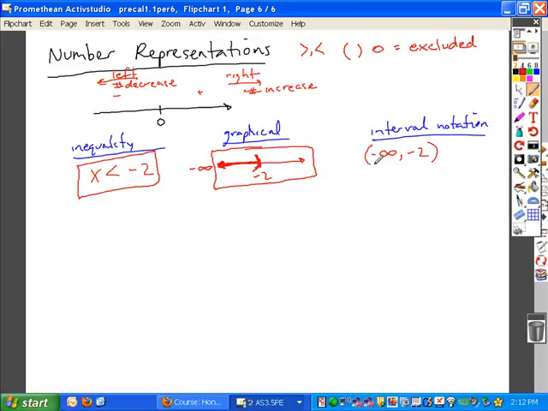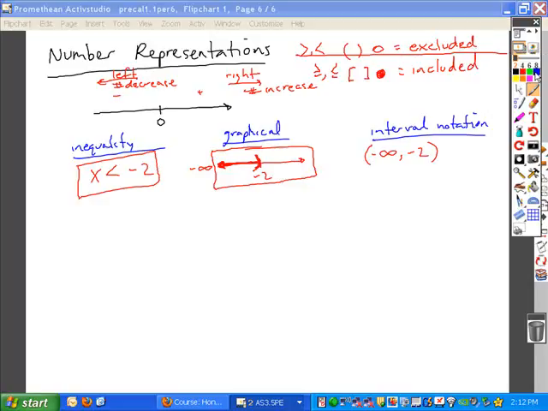Parentheses as well. Okay, now, if you're dealing with something that would be the closed circle, representing inclusion, instead of a closed circle, we're going to use brackets, and this is for greater than or equal to or less than or equal to. Anytime you have the equals, you'll use a bracket. Okay, so let's take a look at an example that involves that.